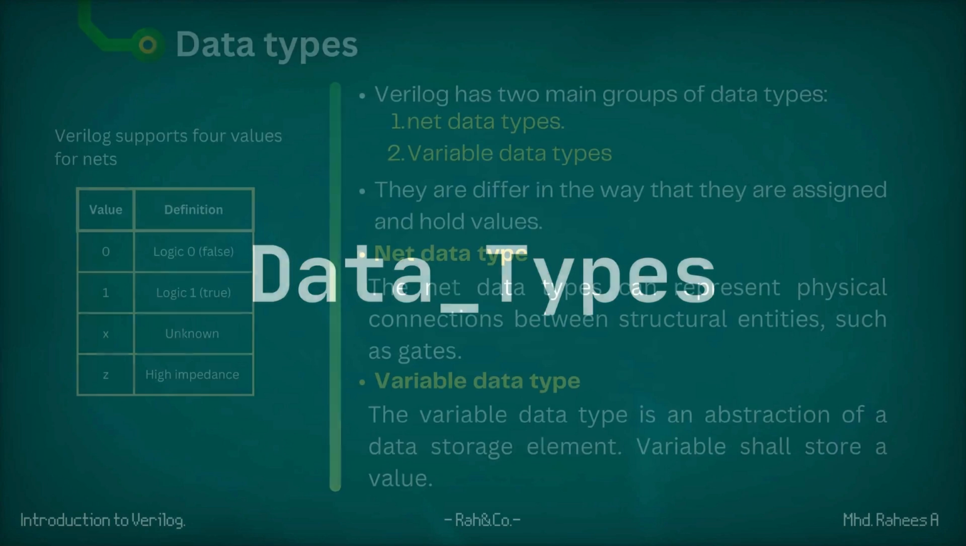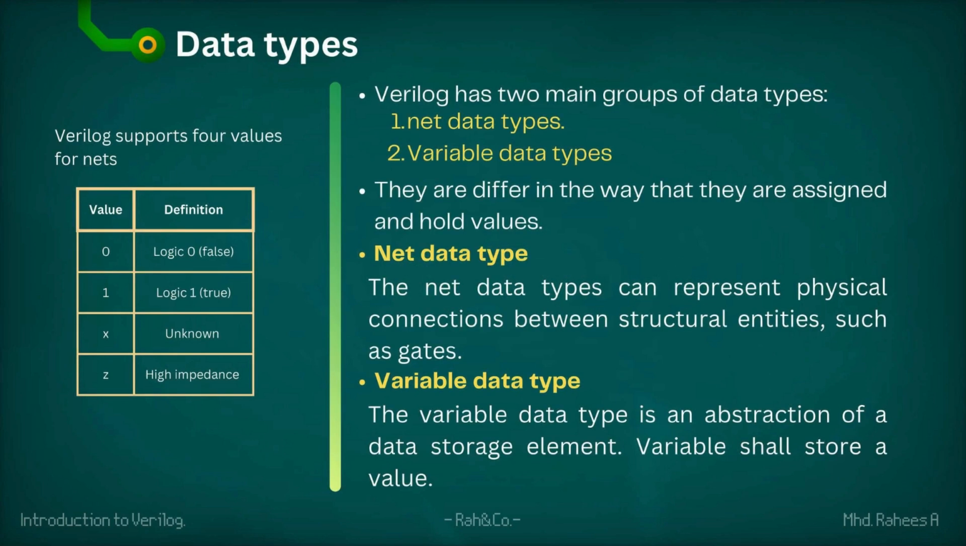Data types. Verilog has two main groups of data types, the variable data types and the net data types. These two groups differ in the way that they are assigned and hold values. Net data types. The net data types can represent physical connections between structural entities such as gates. Generally, it does not store values. Instead, its value is determined by the values of its drivers, such as a continuous assignment or a gate.